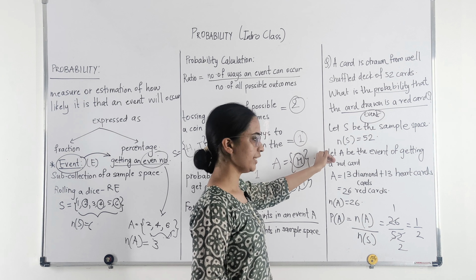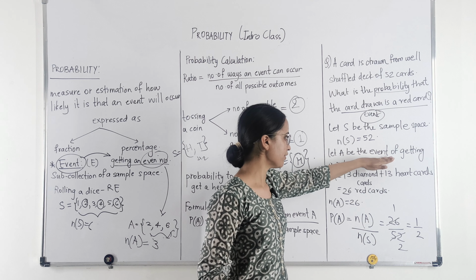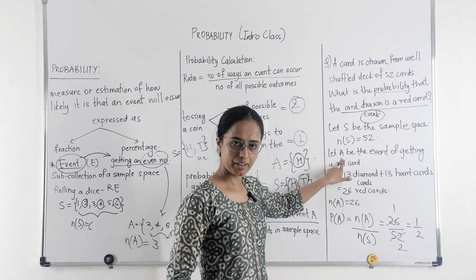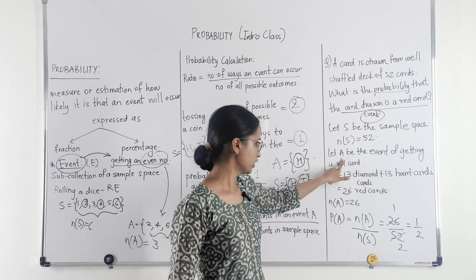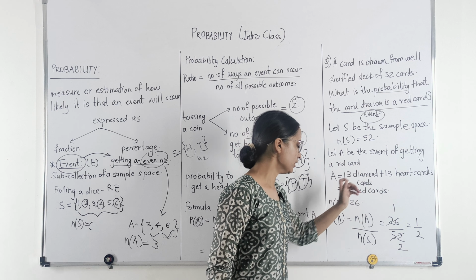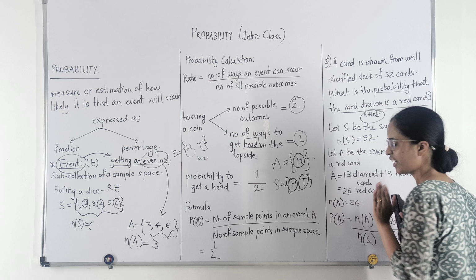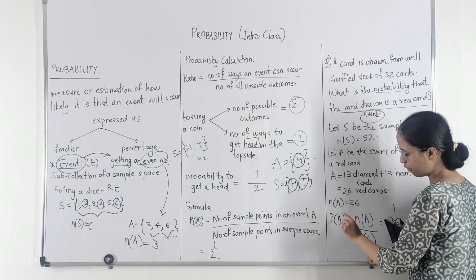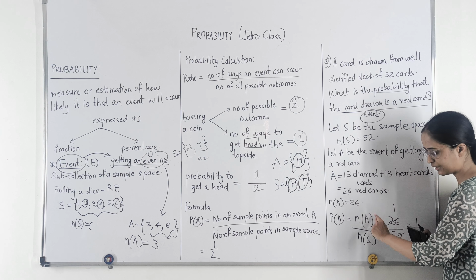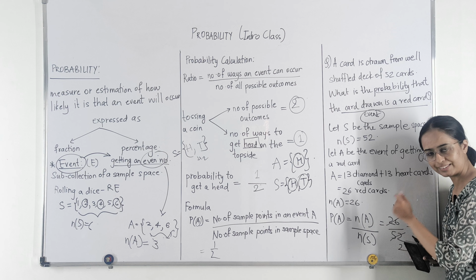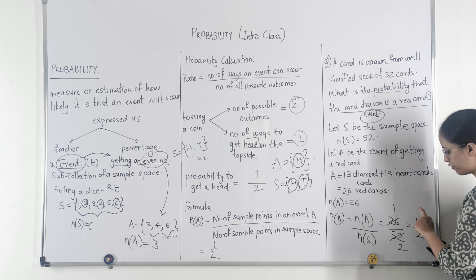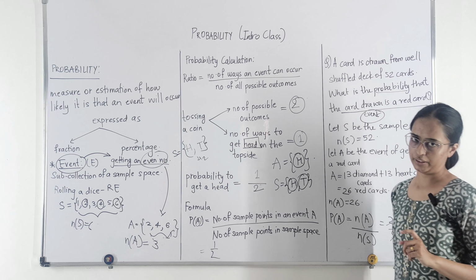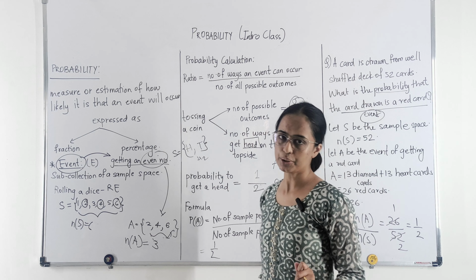Then we are going to write the event part of it. So what is the event? Event is getting a red card. For that I have taken the letter A. Then I have written exactly how many cards would be there in this event A. That is 26. So n(A) is 26. I have used the formula P(A), probability of A is the number of elements in A upon the number of elements in the sample space. 26 by 52, 1 by 2 is the probability. So this is how I have calculated the probability.